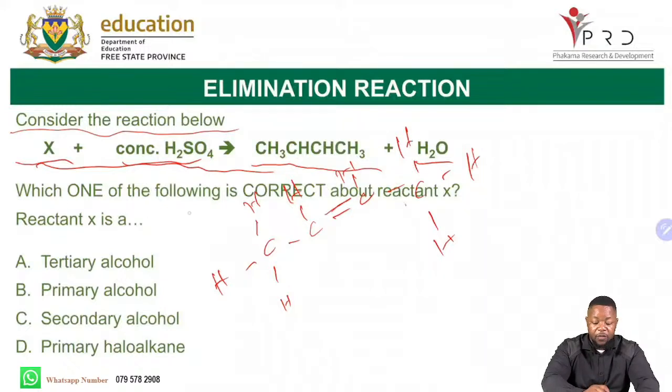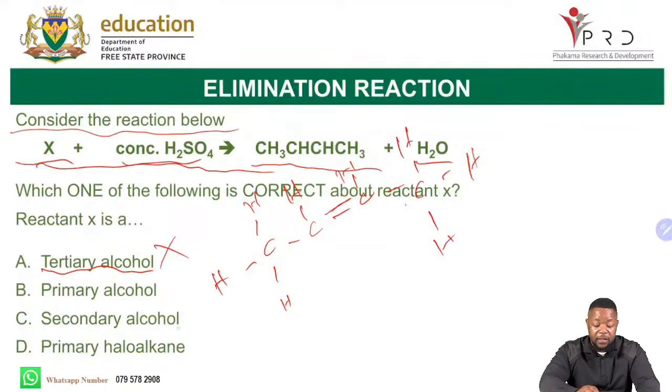Reactant X is a tertiary alcohol? You should know by now, we have talked about the tertiary alcohol, where it is an alcohol where the carbon bonded to the hydroxyl is bonded to 3 other carbons. And a tertiary alcohol should not be straight. It should have branches. Therefore, compound X cannot be a tertiary alcohol.